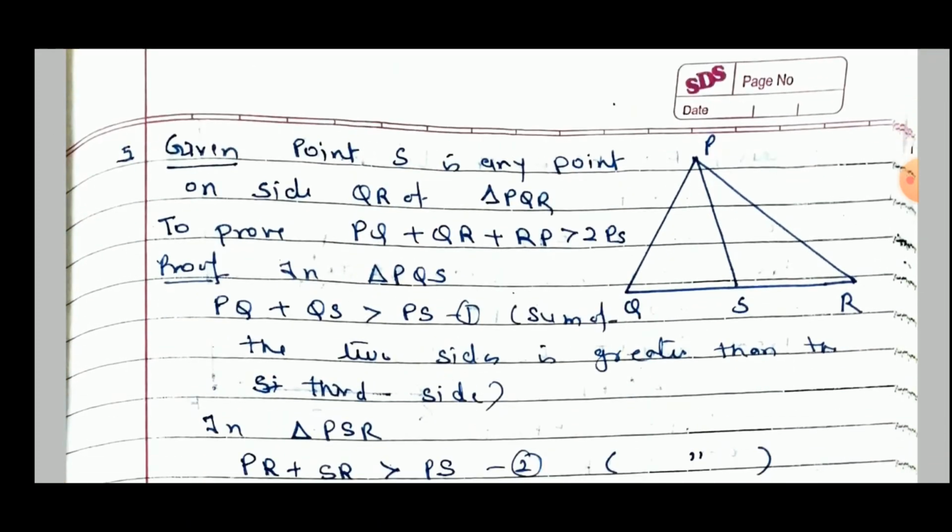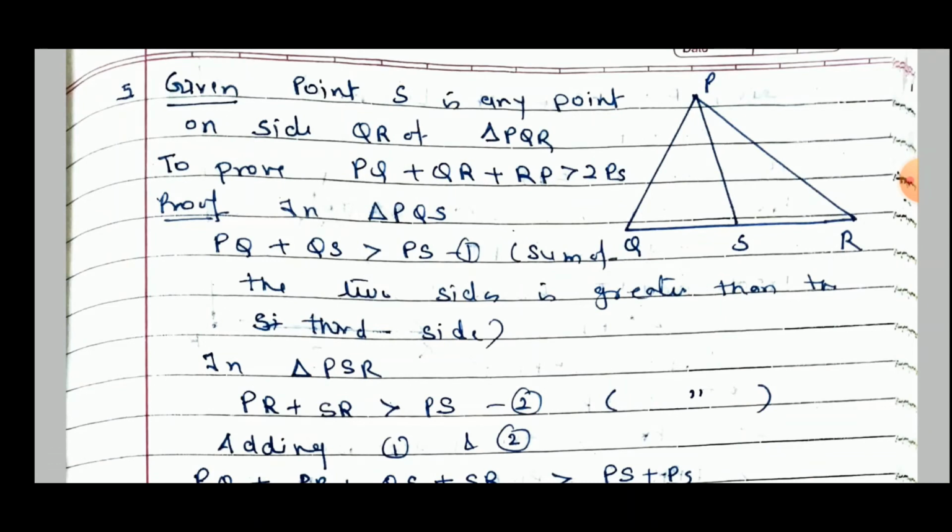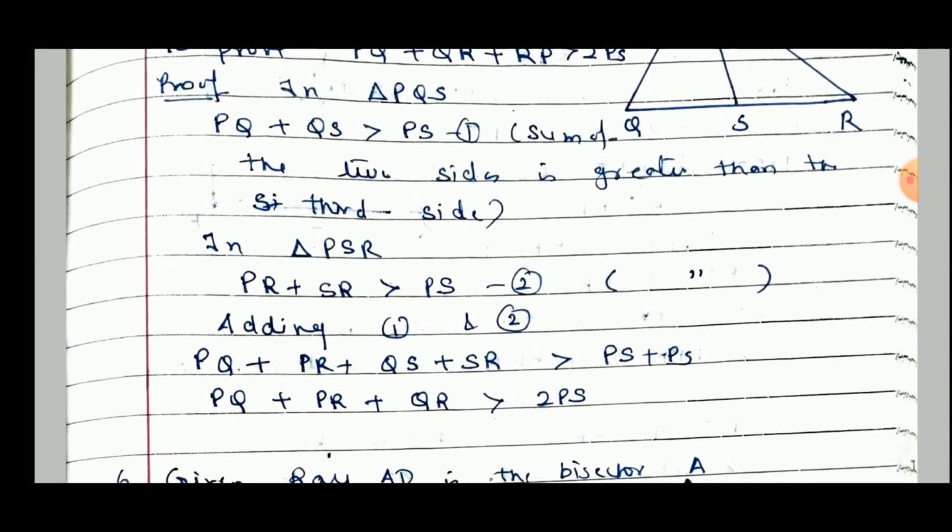Now the fifth one. In the figure, point S is any point on side QR of triangle PQR. To prove that PQ plus QR plus RP is greater than twice PS. In triangle PQS, PQ plus QS is greater than PS, since the sum of two sides is greater than the third side. In triangle PSR, PS plus SR is greater than PR. Adding 1 and 2, we get PQ plus PR plus QS plus SR is greater than PS plus PS. So PQ plus PR plus QR is greater than 2PS.